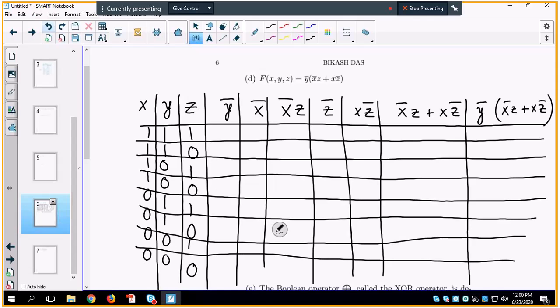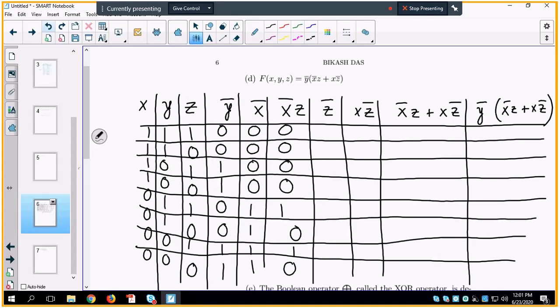Okay, so when I'm finding y bar, I should get 0 0 1 1, 0 0 1 1. Then x bar should be 4 zeros followed by 4 1s. X bar z, again remember you are multiplying, at least one of the column entries being 0 will make the product 0. So clearly for the first 4 rows, I'm going to get 0 because x bar is 0 in all of them. Then x bar is always 1, so we just look at z. So in the 5th row, I get 1. In the 6th row, I get 0. In the 7th row, I get 1. In the 8th row, I get 0.